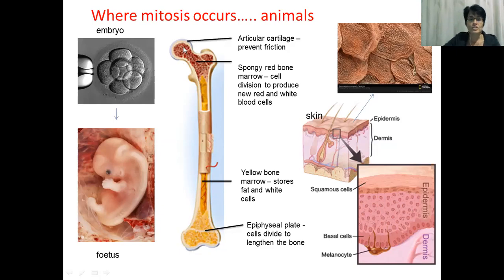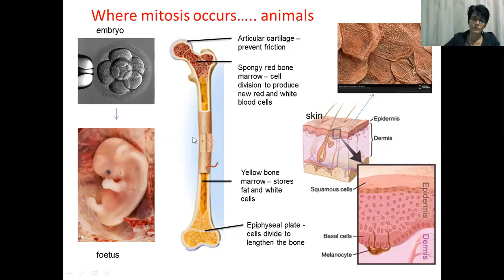So that bony tissue, where there are lots of spaces where the blood cells are made, is known as spongy red bone marrow. That's where mitosis occurs to produce new red and new white blood cells. The blood cells then leave and pass into your blood. Red blood cells only last for 3 months, and they're broken down in the liver and the spleen, but new red blood cells are always made in the spongy red bone marrow, either that side or that side.